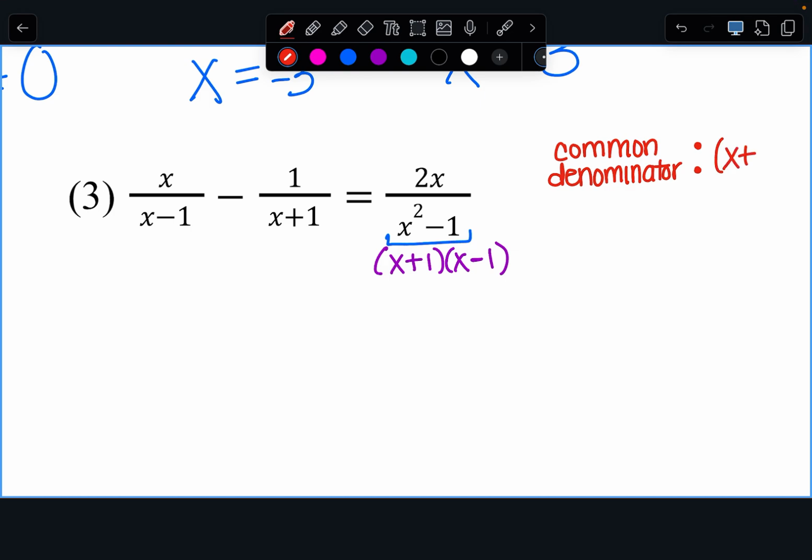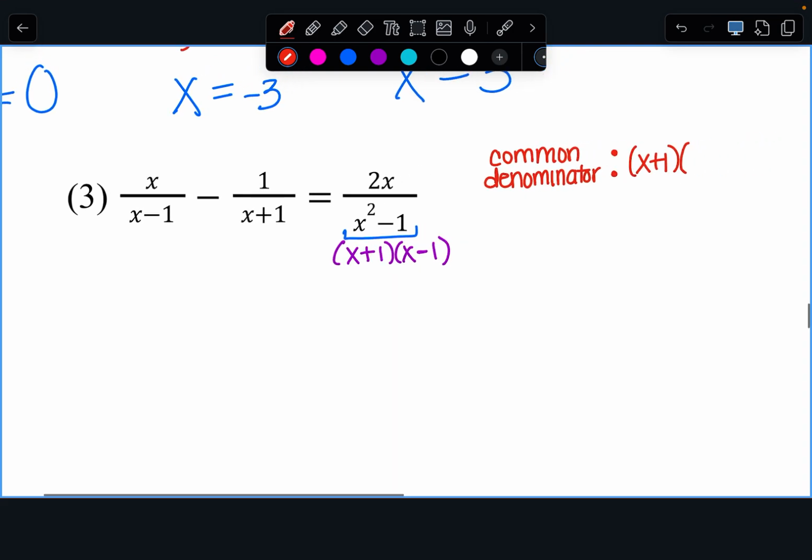It's going to be x plus 1 and x minus 1. So what we can do, write our originals and multiply x plus 1, x minus 1 to every single one.